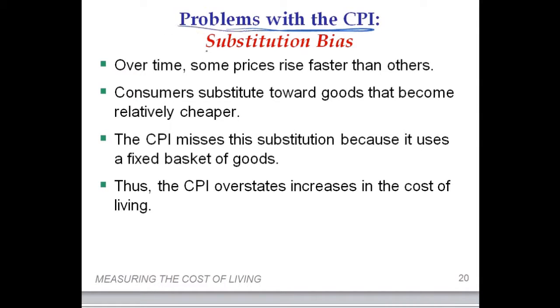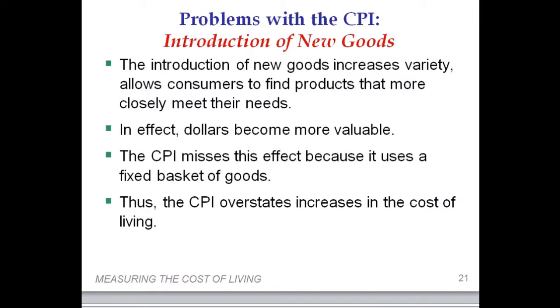One of them is substitution bias. Over time, some prices rise faster than others, so consumers substitute towards goods that become relatively cheaper. The CPI misses this substitution because it uses a fixed basket of goods. Thus, the CPI overstates increases in the cost of living.